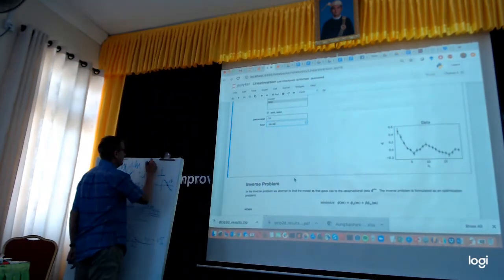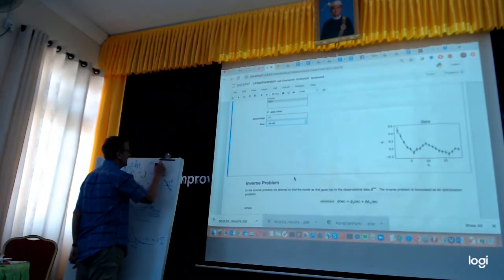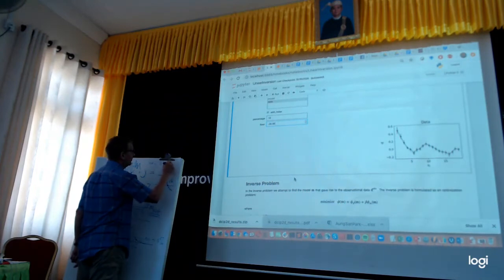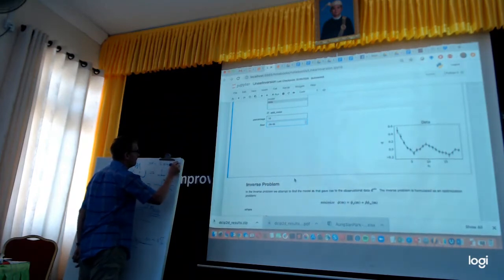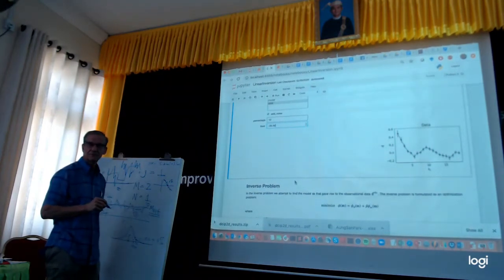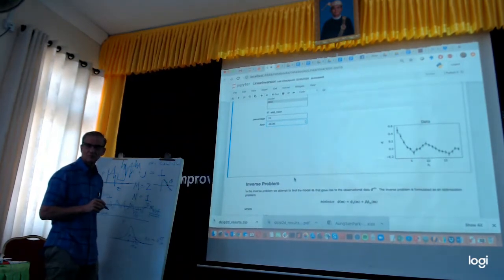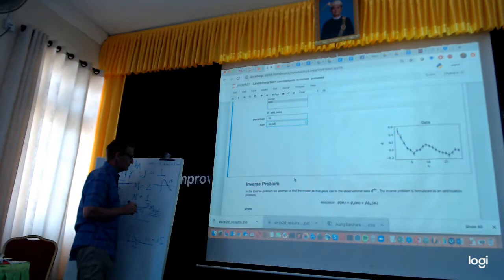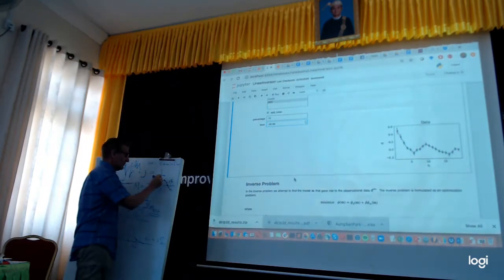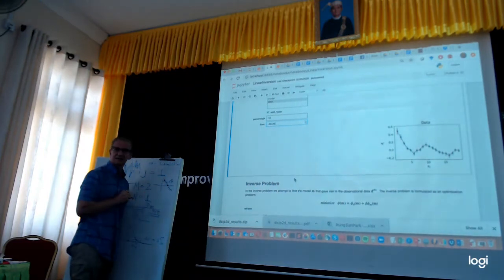So remember, our noise standard deviation was equal to a percent times the absolute value of the datum, plus the floor. So for this point here, a percentage of 5% gives you something that looks like this.